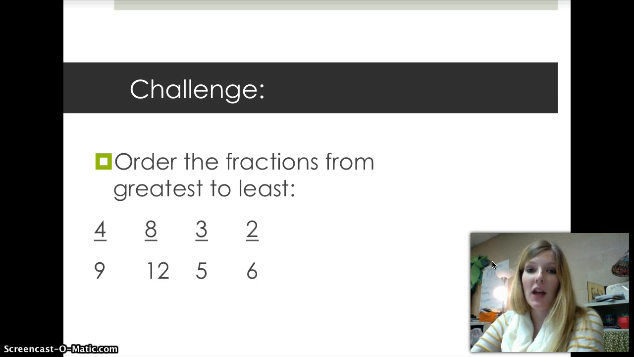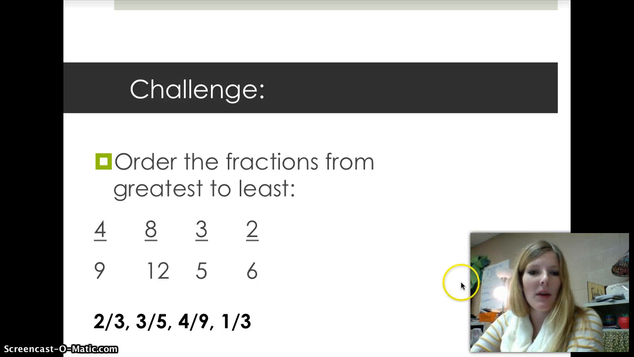If you're not ready for the challenge answer, pause because I'm going to give it away. All right, here we go. From greatest to least, we start with 2/3, and then I have 3/5, followed by 4/9, and finally 1/3. If you didn't get the challenge correct, then that's okay, but I want you to know where you made the error so that you can check yourself and know what you need to work on for next time.